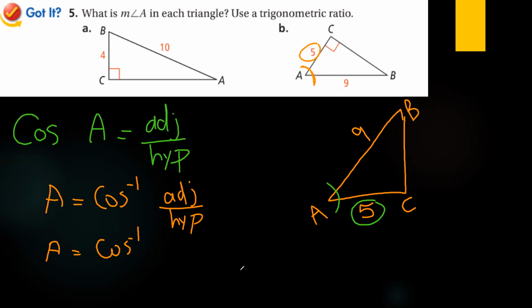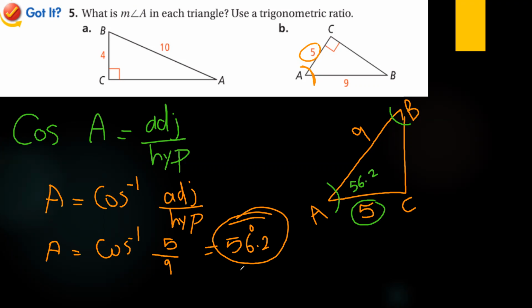What is the adjacent over hypotenuse? It is 5/9. Now, by your calculator, cosine inverse of 5/9 will be approximately 56.2 degrees. So the measure of angle A will be 56.2. Now what's the measure of angle B?